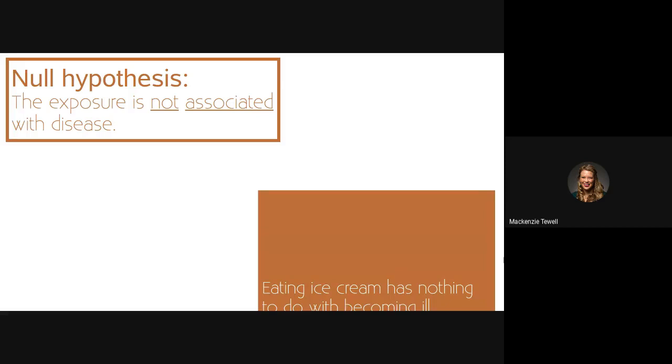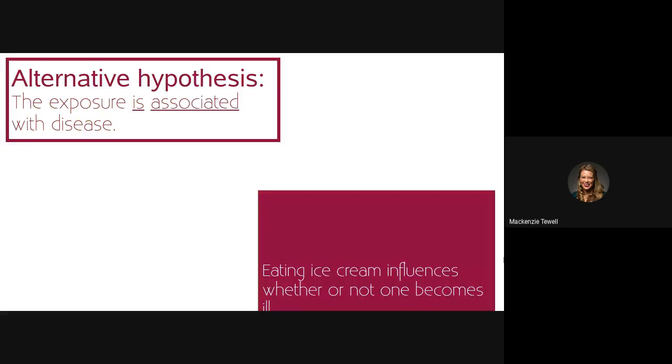Remember that when you're trying to disprove your statistical calculations, you want to show that the null hypothesis, which says that there is no association between exposure and illness, is wrong, and that there is an association between exposure and illness. In this case, the null hypothesis says eating ice cream has nothing to do with becoming ill. When you reject the null hypothesis, you're trying to prove that the alternative hypothesis is correct, that there is an association between exposure and illness. In this case, we're trying to prove that eating ice cream does have an influence on whether or not someone becomes ill.